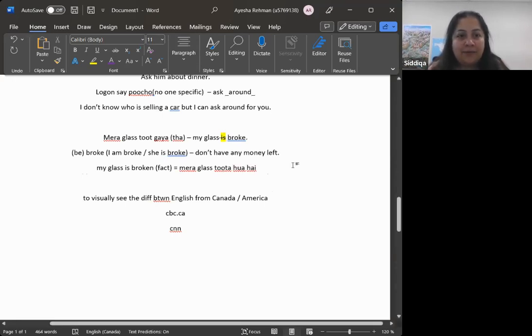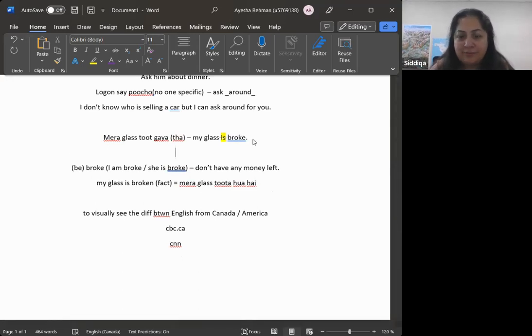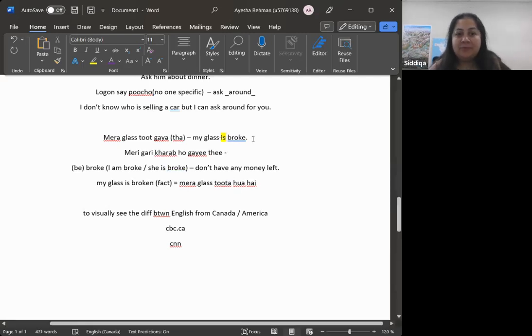Okay, so here we have "मेरा glass टूट गया था," my glass broke. So that's the broke, there's no phrasal verb in there. But now I want to say, how do I say this? "मेरी गाड़ी खराब हो गई थी."